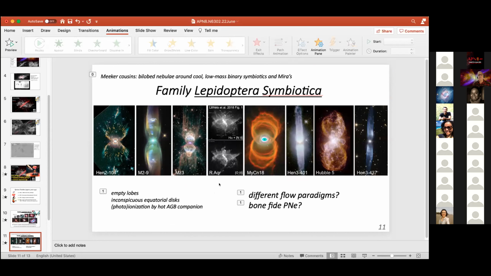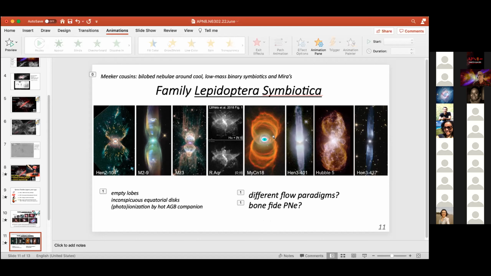I must emphasize symbiotic planetaries have very cool central stars. We're seeing the light is dominated by an AGB companion. As far as I know, no ultraviolet light is found, but the ionization is coming from something, so everybody says there's an orbiting white dwarf, which sounds awfully reasonable to me. So we may have to look at different paradigms altogether for these two types of bipolars.